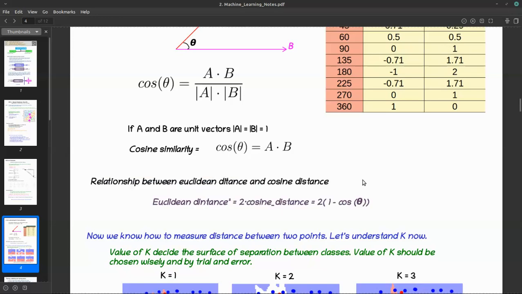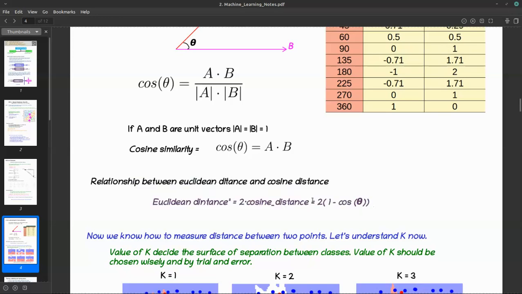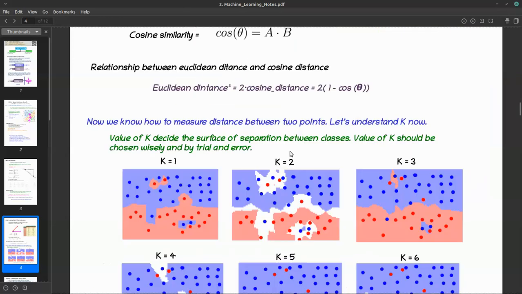Relationship between Euclidean distance and cosine distance. So, Euclidean distance squared is nothing but 2 into cosine distance, or you can write cosine distance is nothing but 1 minus cos theta. So, 2 into 1 minus cos theta. There was one example on it, and there are high chances it will be there in the final exam also. Given the Euclidean distance, find out the cosine similarity or the angle between two vectors also. The question was the angle between two vectors, right?